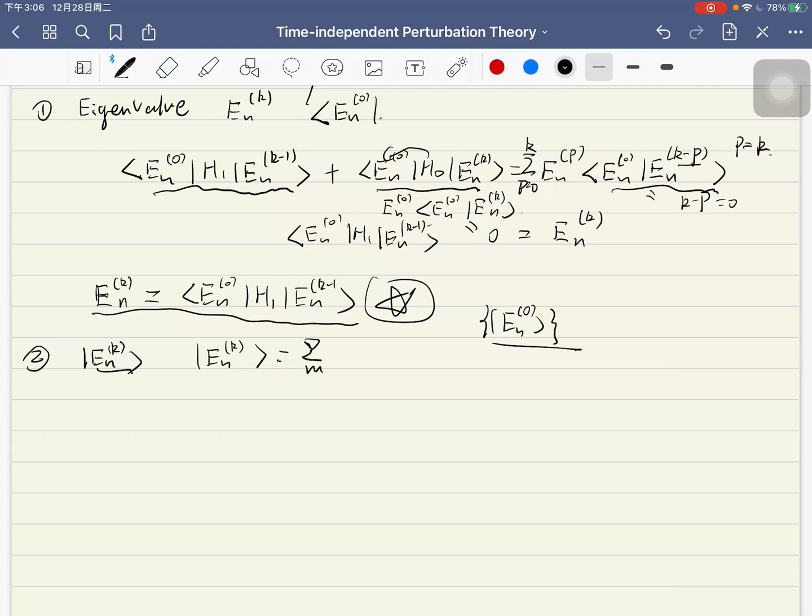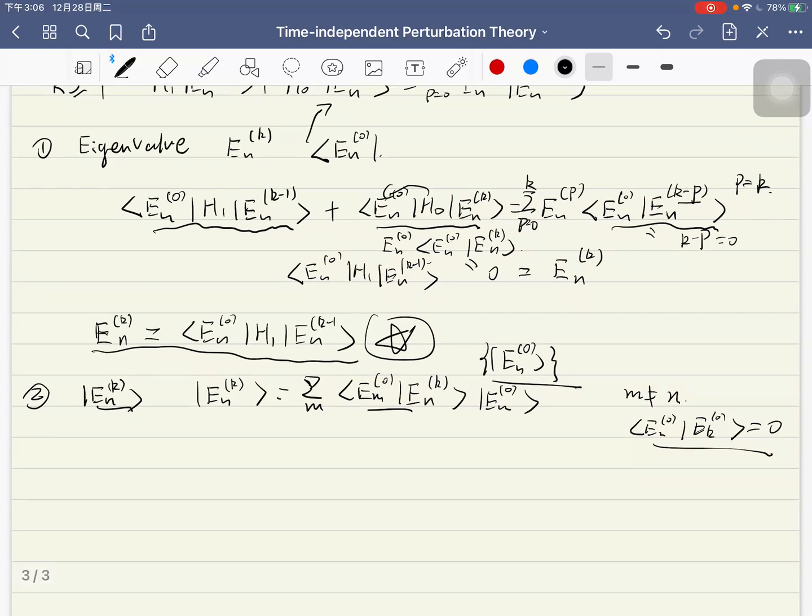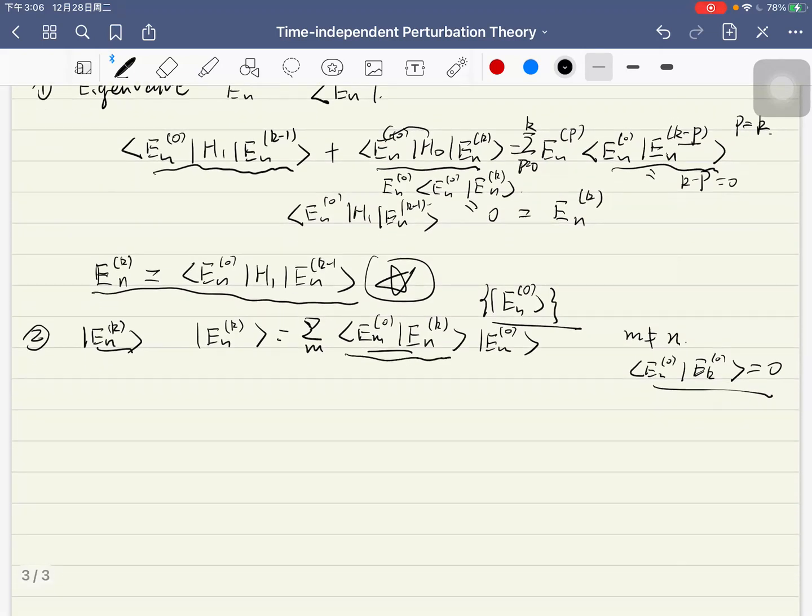Sum m0 and k em0. So by assumptions, m does not equal n, because E_n and E_k0 equals 0 by basic assumption. So we only need to calculate the inner product of E_m0 with E_nk.